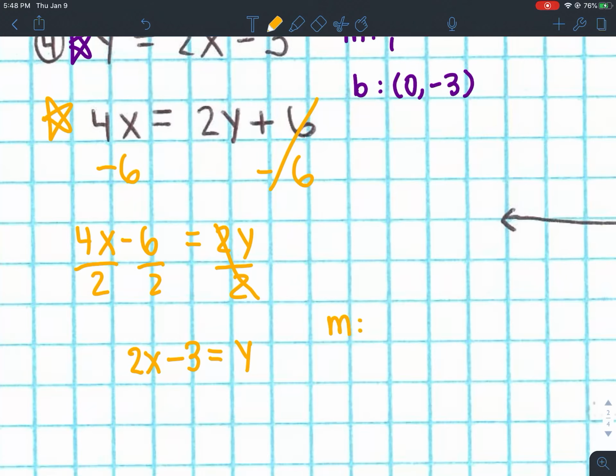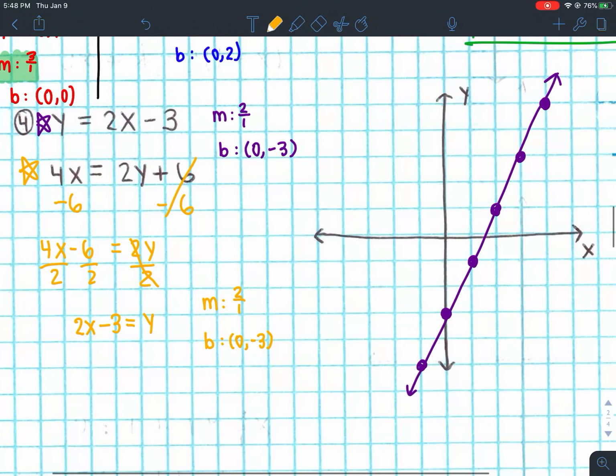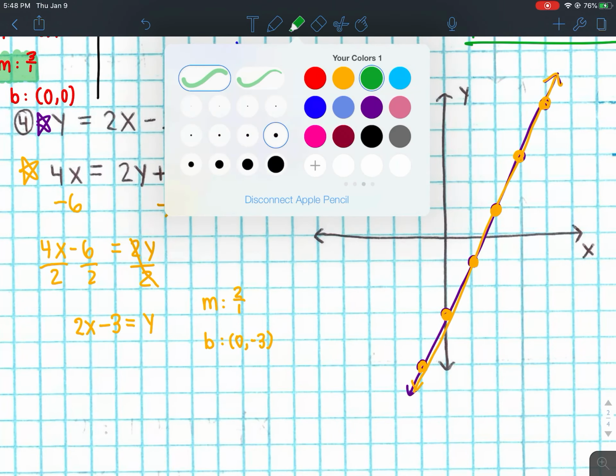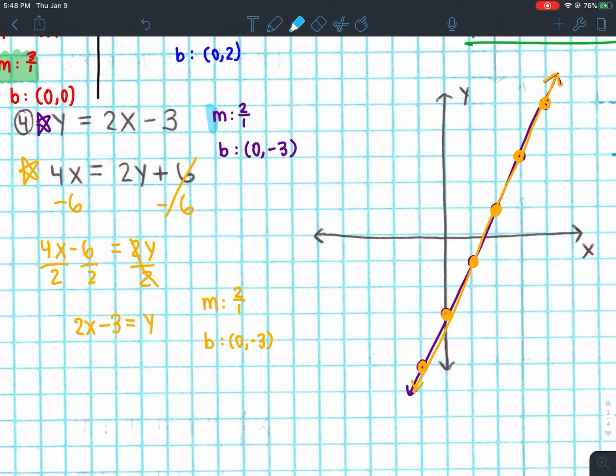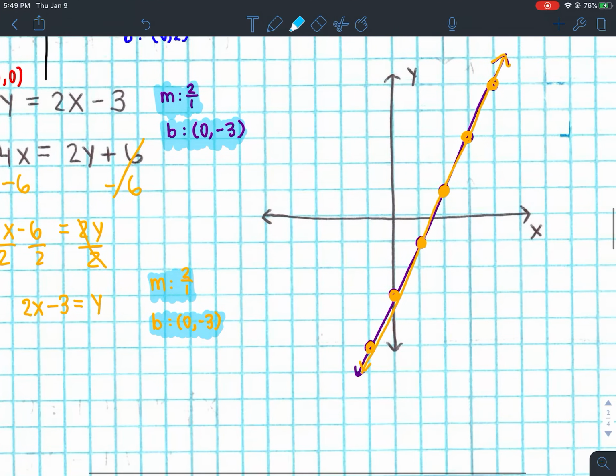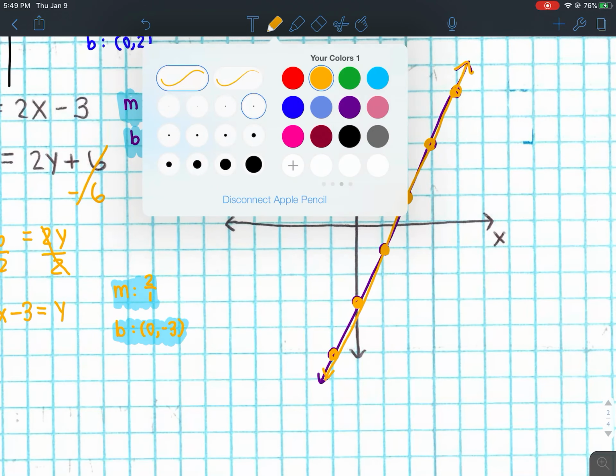Our slope here is positive 2 over 1, and our y-intercept is 0, negative 3. So I'm going to plot the point 0, negative 3. I go up 2 over 1, up 2 over 1. What do you notice? They're the exact same points. Well, if you look at your equations and you look at your slope and your y-intercept, what do you see? Our slopes are the same and our y-intercepts were the same. They're exactly the same, aren't they? They're both the same. That means it's the same exact line.